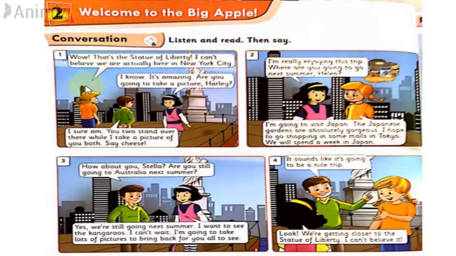Now this girl is saying wow. This is a dialogue. A dialogue is a conversation that is going on between people. Now she's saying, wow, look at the Statue of Liberty. It is in America, in New York. New York is a city of America, and she's saying, wow, look at the Statue of Liberty. Now she says, I know. It's amazing. Are you going to take a picture, Harley?